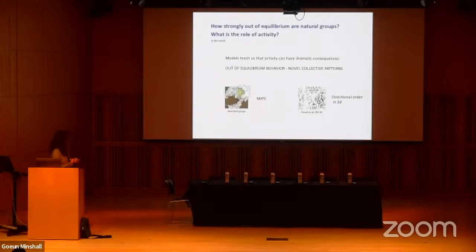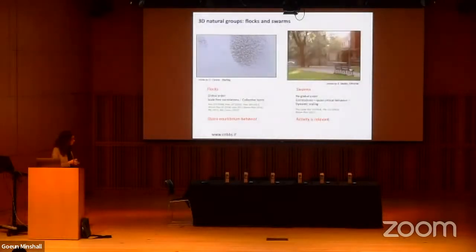So these two examples show you that activity can be very important. But now these are models. What I would like to understand is how relevant the role of activity is in natural groups. These are the groups that I will be discussing: a flock of birds that you can see in this movie on the left, and swarms of insects in this movie on the right. We have been investigating these systems both experimentally and theoretically for many years now, so we have a lot of information on their behavior.